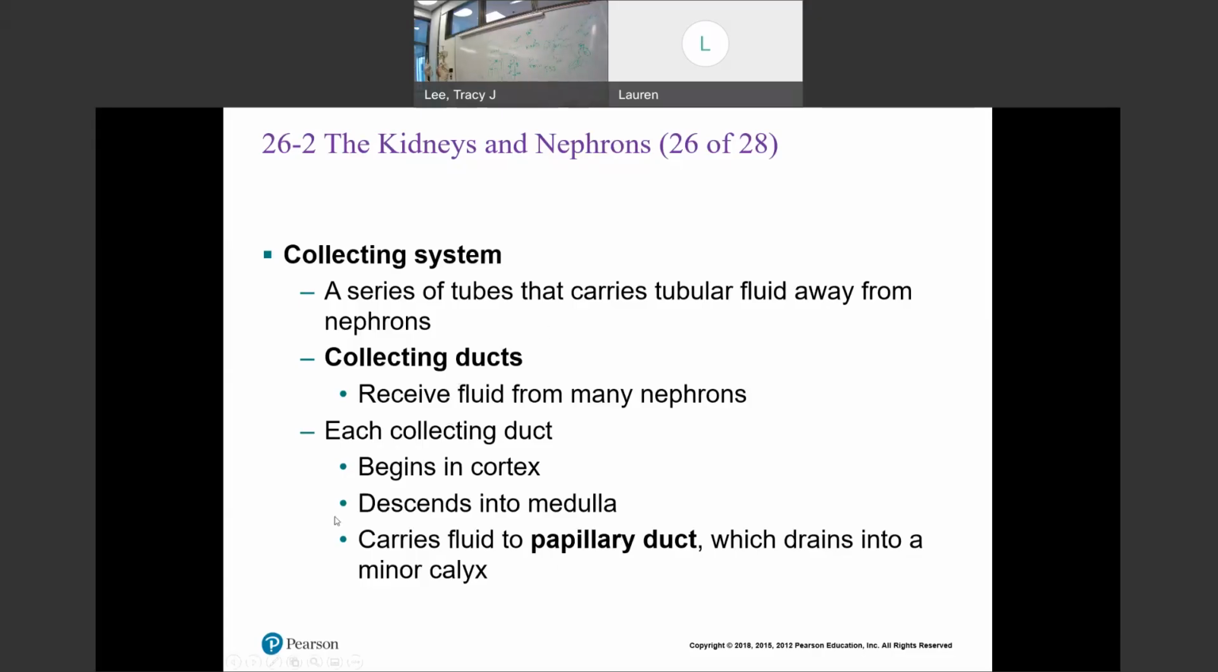The collecting ducts drain into the papillary ducts. Where do I find my papillae? The bottom of my pyramids, right? And then where do they go from the pyramids? From the papillae, minor calyce to major calyce to ureter. What kind of tissues in my ureter? Transitional to my bladder. What kind of tissue? And to my urethra, which is stratified squamous. Yep, you got it.